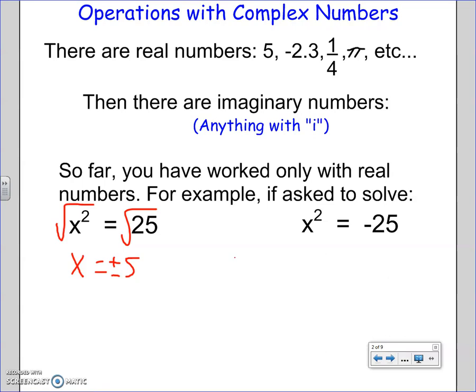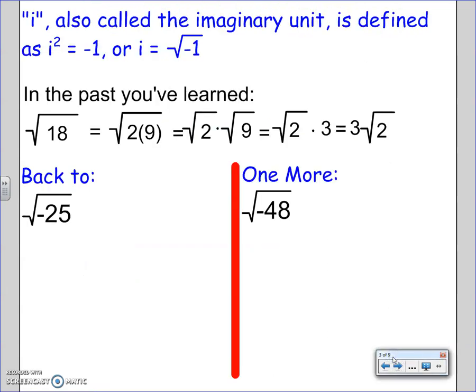Then you have this problem. Some number times itself is negative 25. Well, a positive times a positive is positive. A negative times a negative is still positive. So how does something times itself become negative? So we're stuck there. But our answer comes from using i.